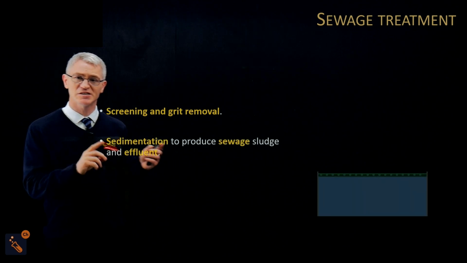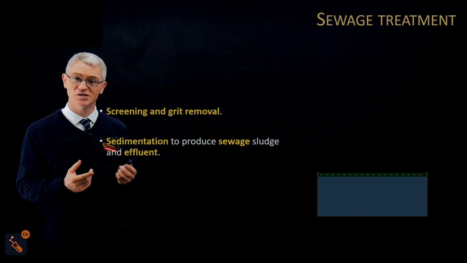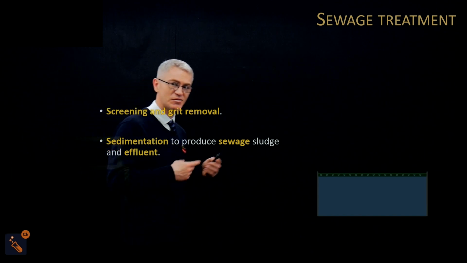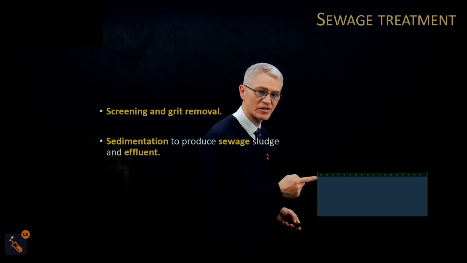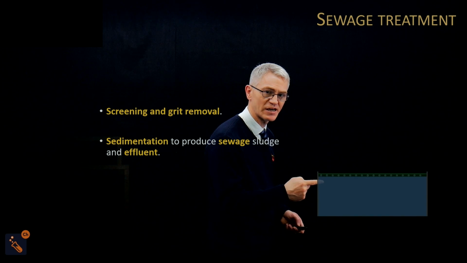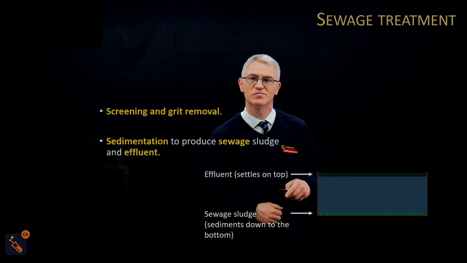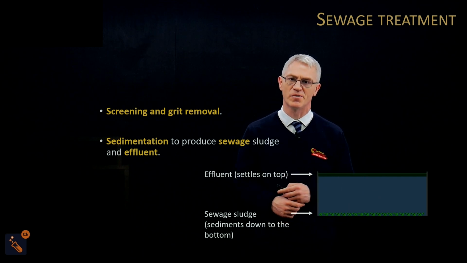Next part is sedimentation to produce the sewage sludge and the effluent. So the sewage sludge and the effluent, I'm going to talk through this in a little bit more detail and show you here. So sedimentation means falling down to the bottom. So if you look right here, let's look at it falling down to the bottom. Okay, so that falls down to the bottom, sewage sludge is at the bottom, effluent sits upon the top.